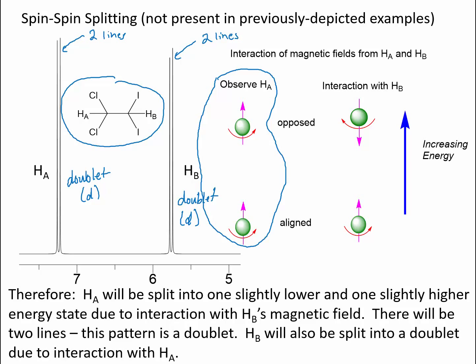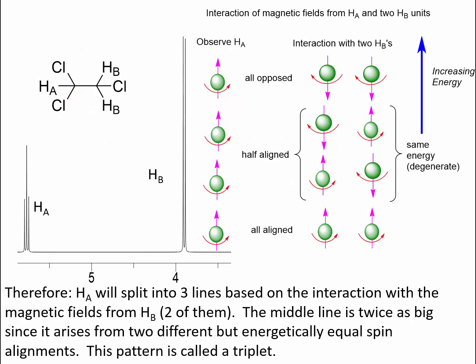All right, let's look at a more complex situation. This is 1,2,2-trichloroethane. HA, there's only one proton contributing to the HA signal, so it's a little bit smaller. And there are two protons contributing to the HB signal. If we look at HA, it's actually split into three lines called a triplet. And these lines are in a 1:2:1 ratio. Now, why is that?